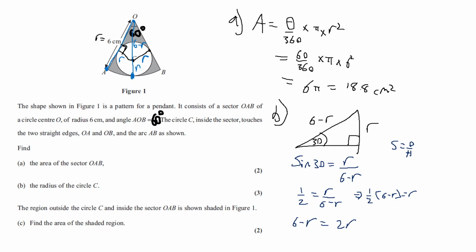And so we can put this r on the other side. So we're left with 3r is equal to 6. And therefore, r is equal to 2. So the radius of the circle is 2.